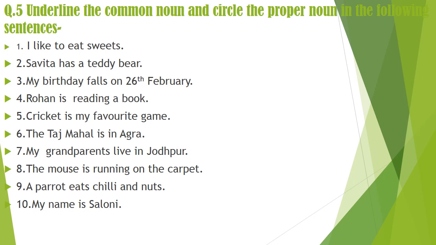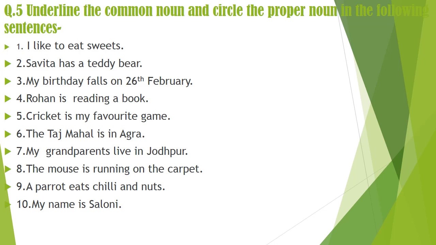Third one is my birthday falls on 26th February. मेरा बर्थडे 26 फरवरी को आता है या पड़ता है. Rohan is reading a book. रोहन किताब पढ़ रहा है. Cricket is my favorite game. क्रिकेट मेरा फेवरेट खेल है. The Taj Mahal is in Agra. ताजमहल आगरा में है. My grandparents live in Jodhpur. मेरे grandparents जोधपुर में रहते हैं.